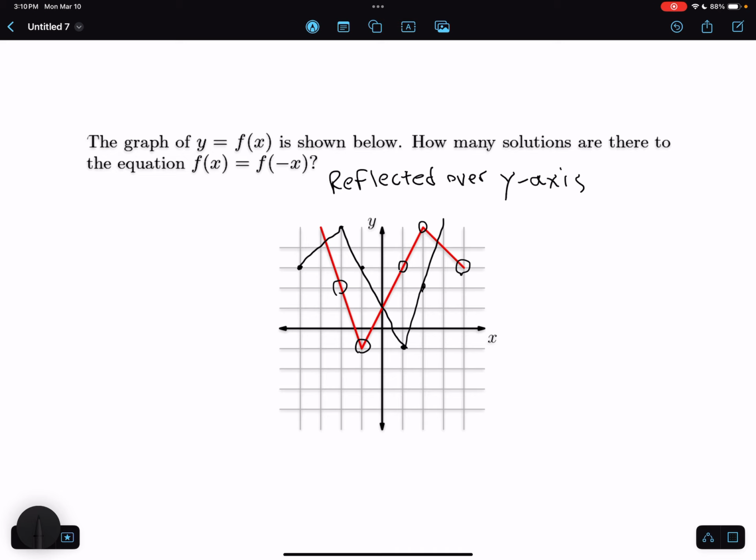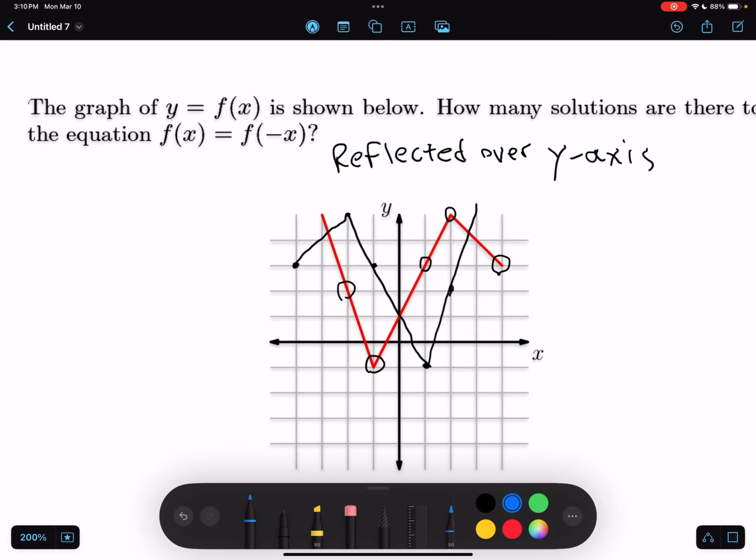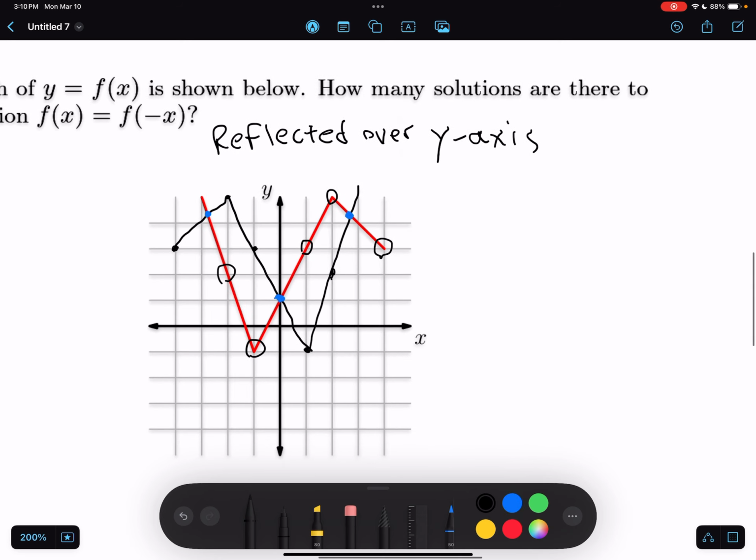And they want to know the solution, so we need to find the intersections. And for this graph, you can see there are 3. Got the first one right here, touch. The second one here. And the third one over there. Now, they didn't ask for the specific coordinates of these solutions, just how many there are, and here we found 3. So there we have it, 3 solutions to the equation f of x equals f of -x.